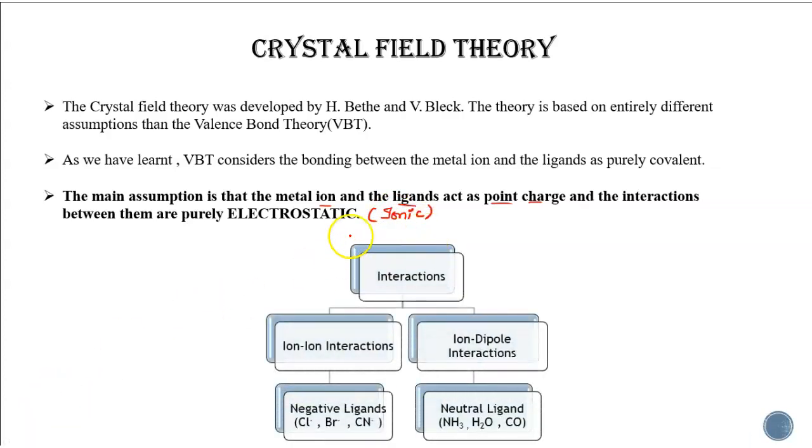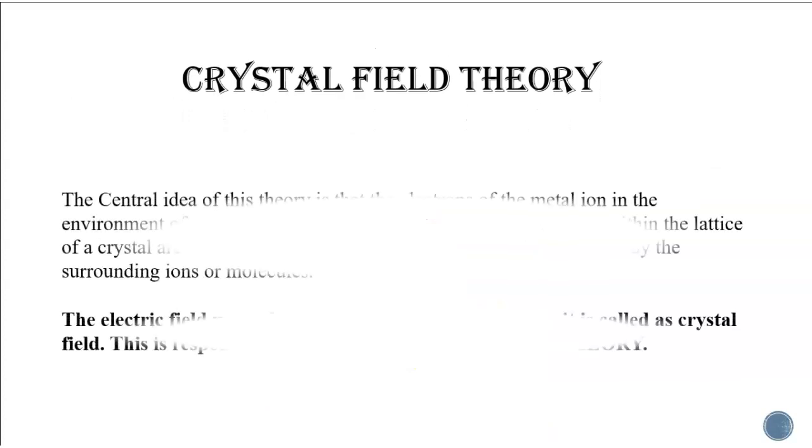Now see what kind of interaction we are going to see between ligand and metal. If the ligand is negative, like chloride, bromide and cyanide ion, the interaction between such a ligand and the metal ion will result in ion-ion interaction. And if we use neutral ligands like ammonia, water, carbon monoxide, the resulting interaction is going to be ion-dipole interaction. So these are the two interactions that we are going to see particularly here.